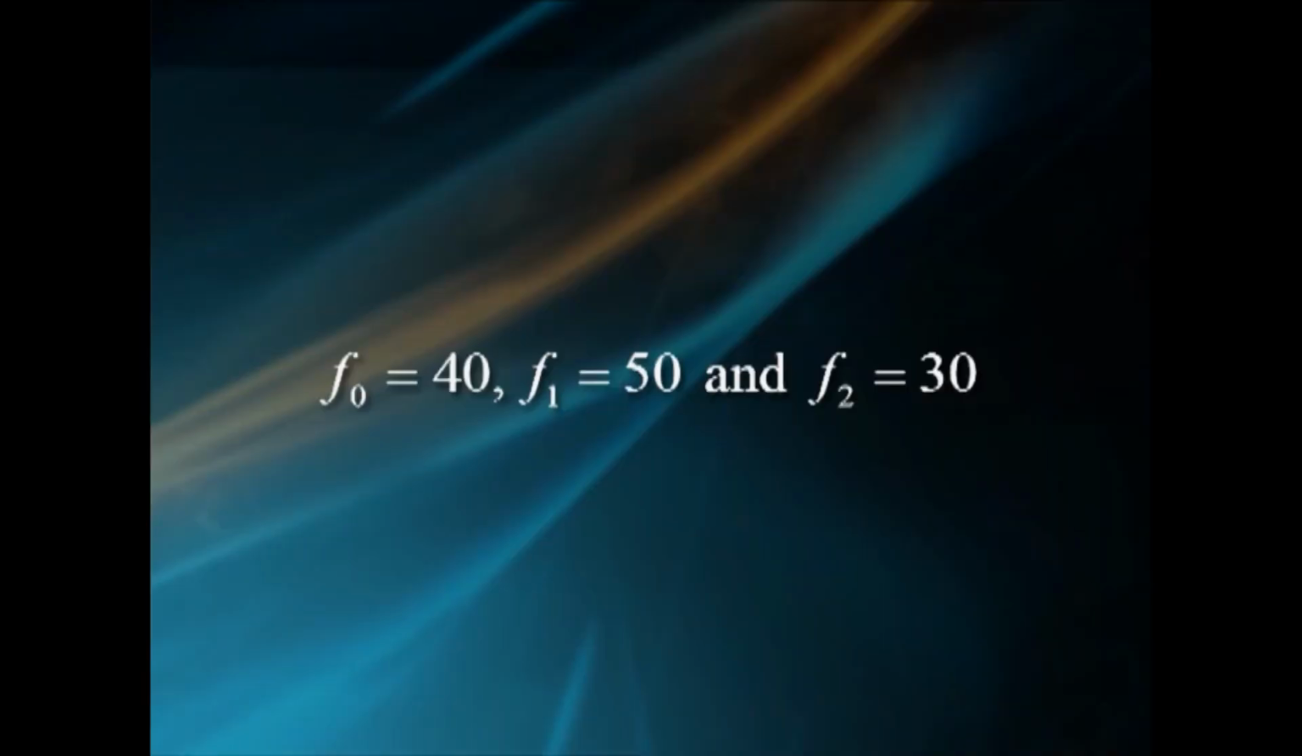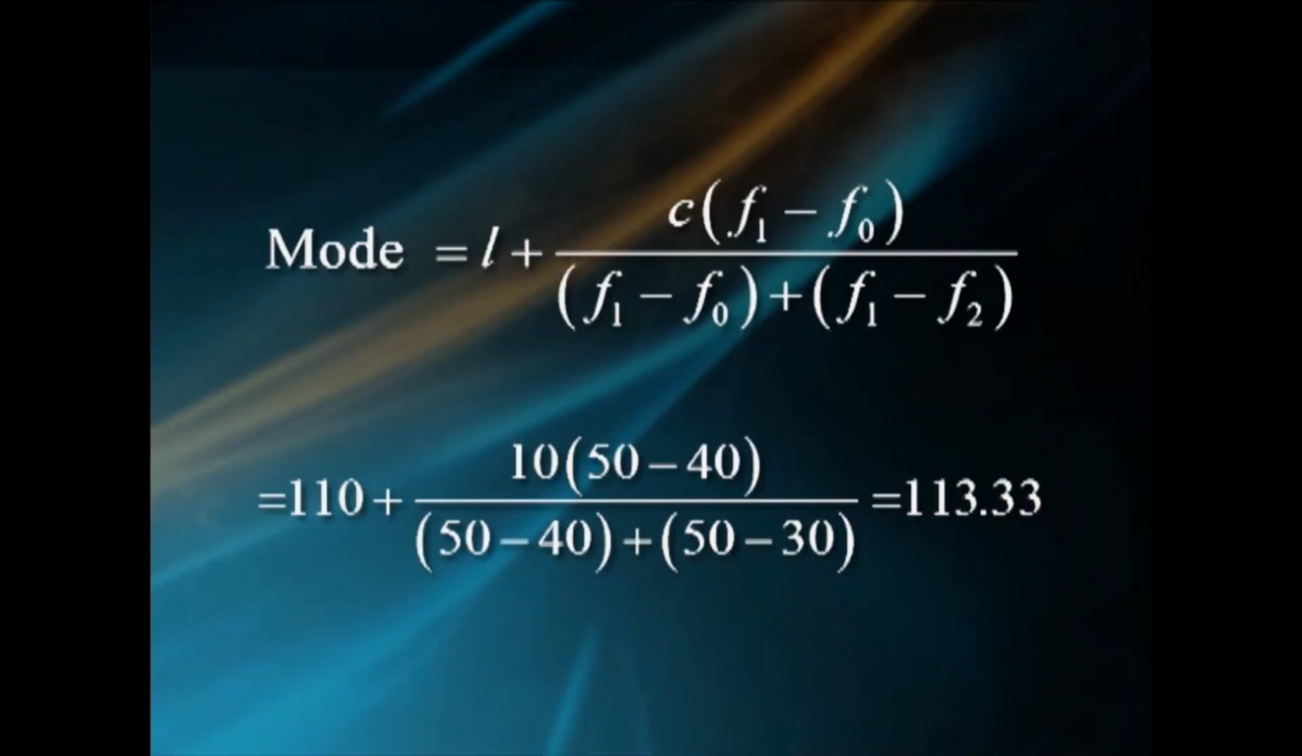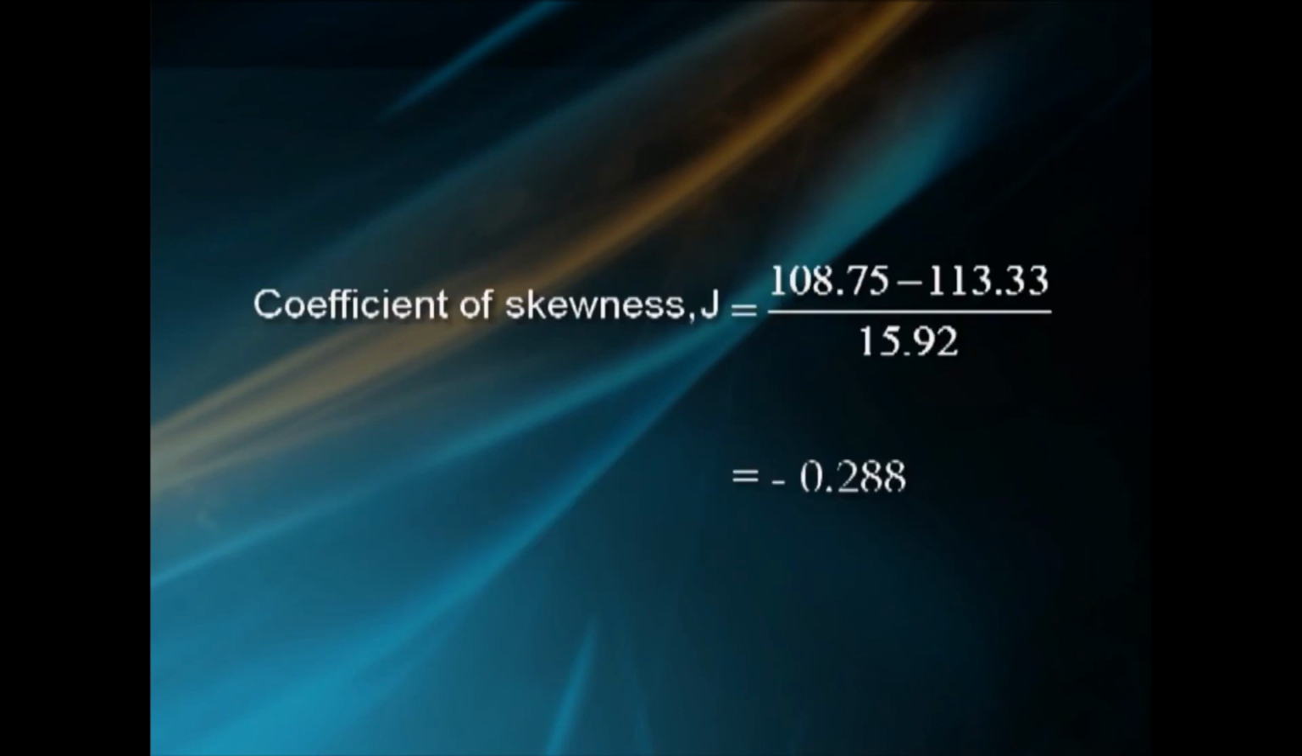Then F0 equal to 40, F1 equal to 50 and F2 equal to 30. Hence mode equal to L plus C into (F1 minus F0) divided by (F1 minus F0 plus F1 minus F2), that is 110 plus 10 into (50 minus 40) divided by (50 minus 40 plus 50 minus 30), that is 113.33. Coefficient of skewness J equal to (108.75 minus 113.33) divided by 15.92, that is minus 0.288. This gives the distribution is negatively skewed.